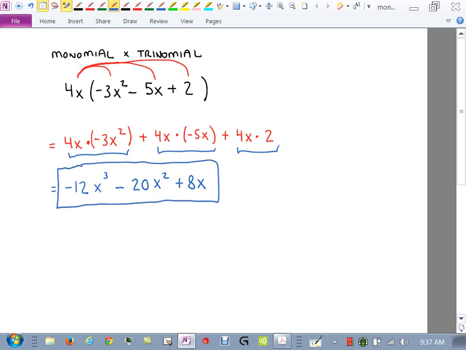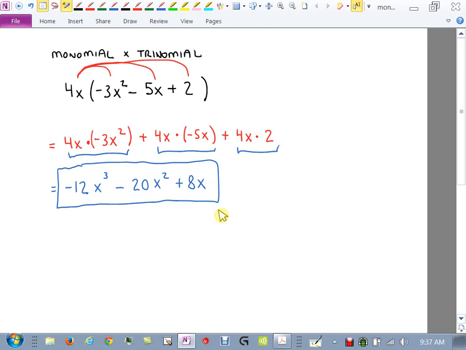Can we collect any of those together? Why not? They're not like terms, right? Like terms, we said you had to have the same exact variables raised to the same exact powers. So at this point, you'd want to stop. You wouldn't want to try and put that all together somehow. Okay, so monomial, trinomial works pretty much the way that the monomial and binomial did, right? The distribution over the parentheses.